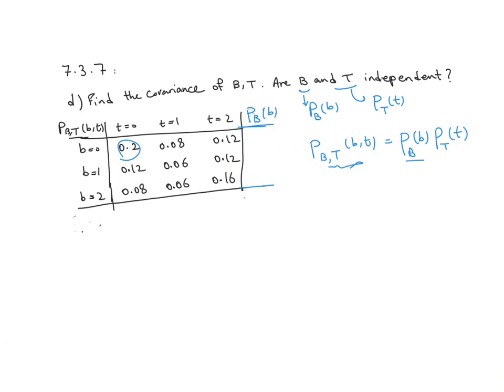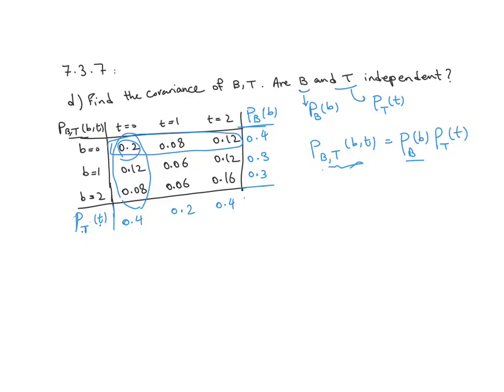For example, the summation of the first row is 0.4, and for B equal to 1 it's 0.3, and this is 0.3. For calculating the marginal probability of T, we should add the columns. So this is equal to 0.4, this is 0.2, and this is 0.4.